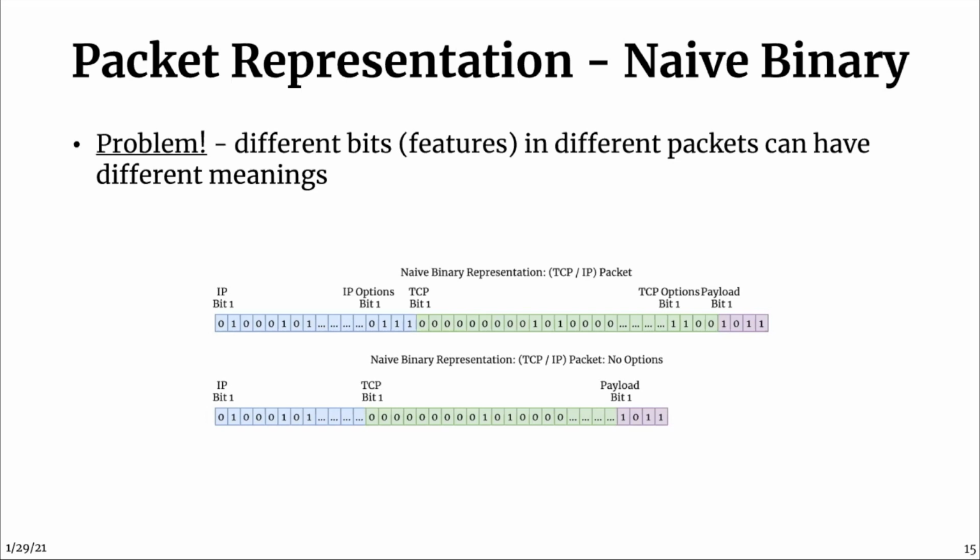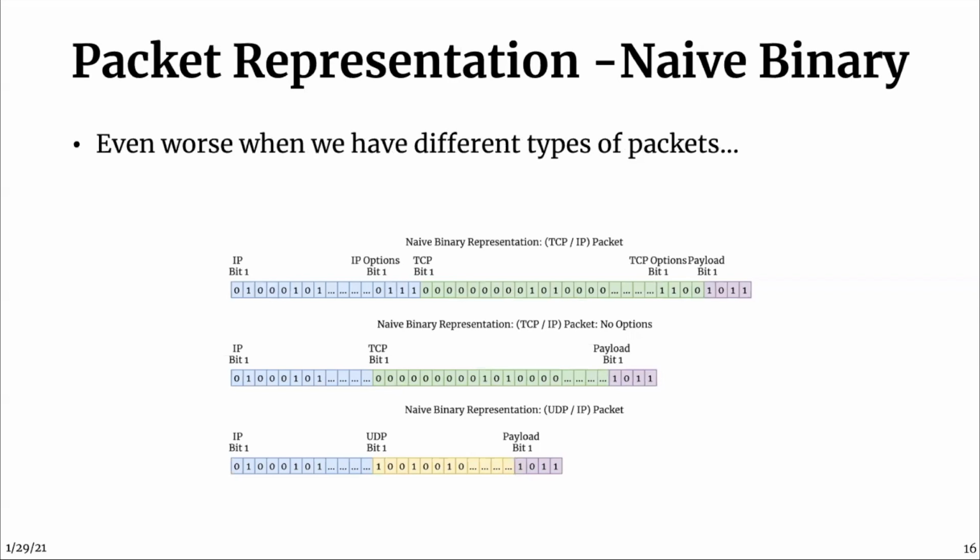And this is going to directly inject noise into our classifier when it's trying to learn and confuse it. So we're actually going to penalize or decrease our overall performance by considering the fact that each bit is a feature, right? So this problem only becomes worse when we have different types of packets.